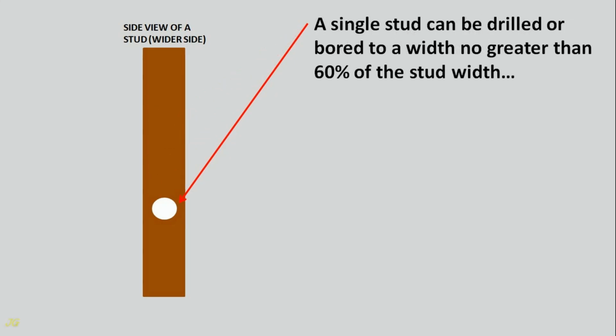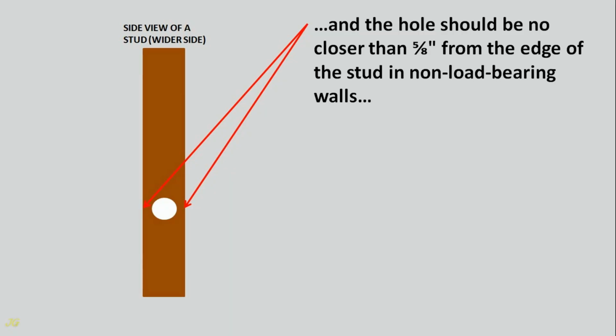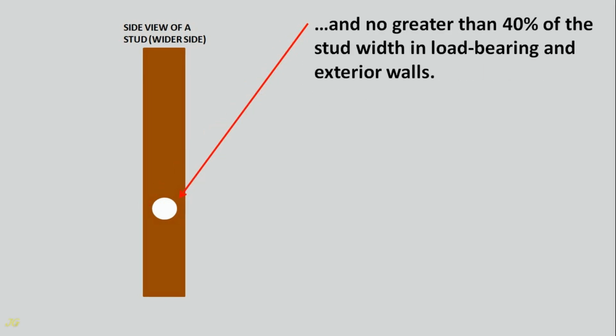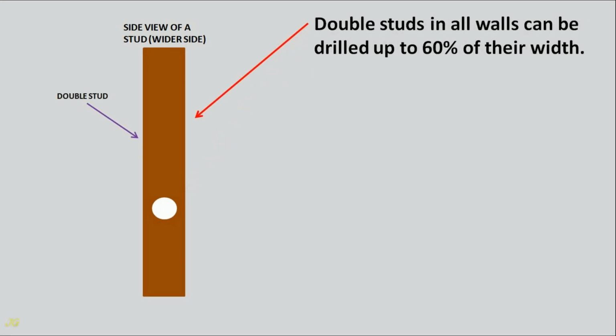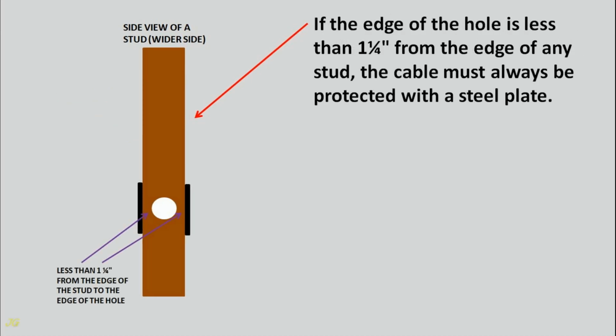A single stud can be drilled or bored to a width no greater than 60% of the stud width, and the hole should be no closer than 5/8 inch from the edge of the stud in non-load-bearing walls, and no greater than 40% of the stud width in load-bearing and exterior walls. Double studs in all walls can be drilled up to 60% of their width. If the edge of the hole is less than 1¼ inch from the edge of any stud, the cable must always be protected with a steel plate.